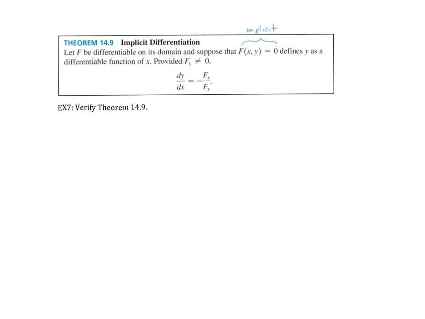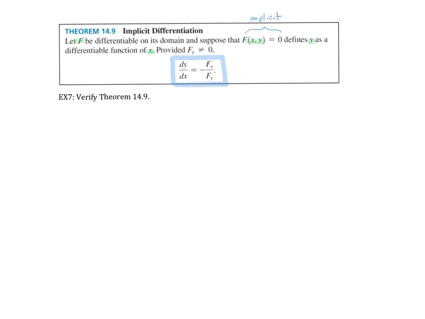So let's say that we have some function f, and it's written in terms of the variables x and y. Let's suppose further that y is a function of x. Provided the partial of f with respect to y is not equal to 0, when we find the derivative of y with respect to x, it's going to be the negative partial of f with respect to x divided by the partial of f with respect to y.